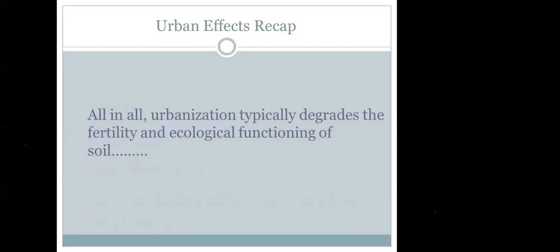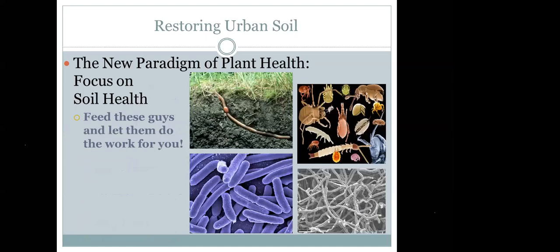So all in all, urbanization typically degrades the fertility and the ecological functioning of the soil unless we do something to correct the damage. So what can we do to correct the damage? Well, we're looking at a new paradigm of plant health, and that is to focus on soil health.